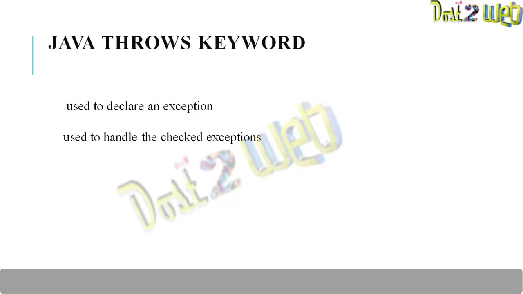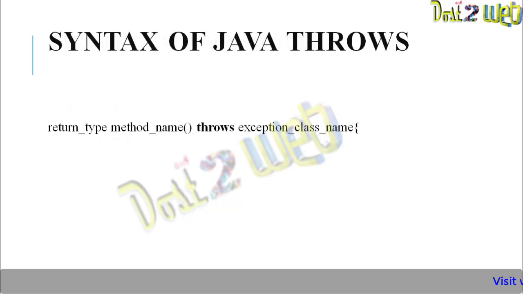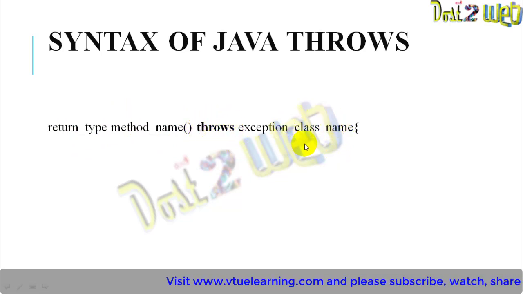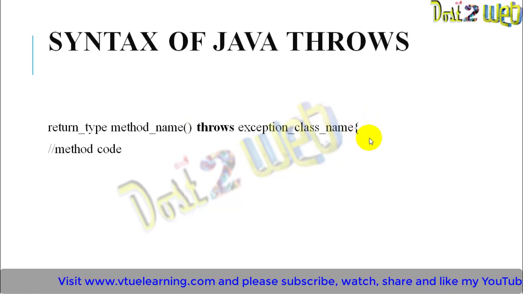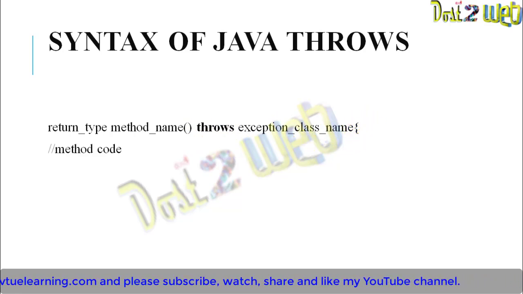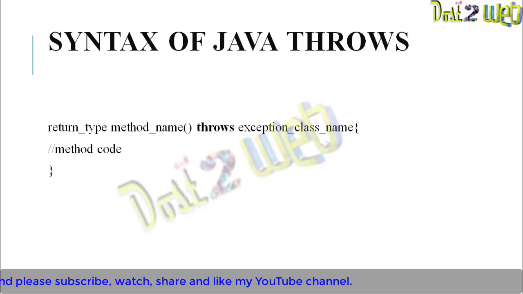So what is a checked exception? Already I have said, checked exceptions are those which occur during compile time. What is the syntax for throws? You have to define the return type, then give the method name, then use the throws keyword, then the exception class name and an opening brace. Then you define the method, whatever method code you want to write, and then close it. So this is the syntax.